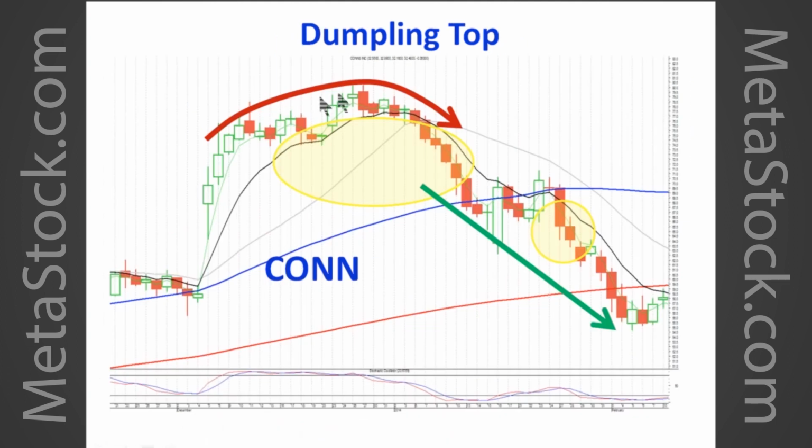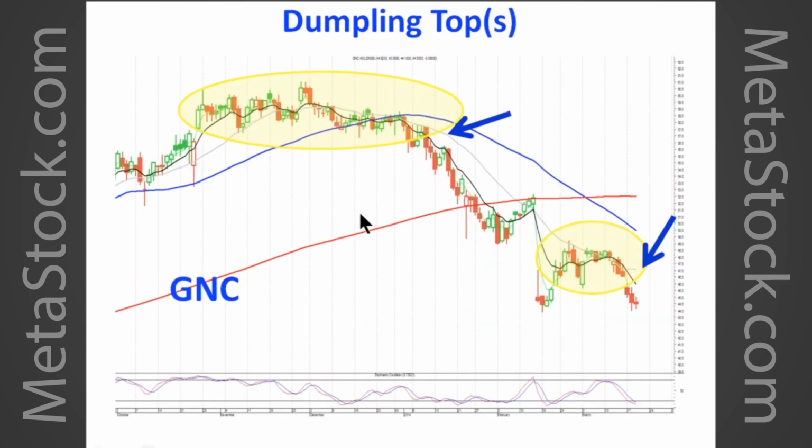And there's the opposite of the fry pan, called the dumpling top. With expectations, you're going to have a very strong price move to the downside. So anytime I see this, I can be shorting, knowing that I'm in a downtrend, and then there's another dumpling top. And so this creates a very good trade setup.